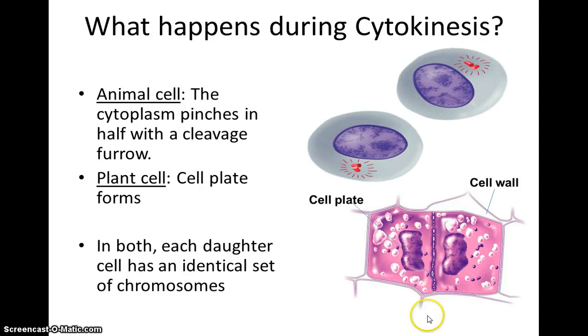So what's going to happen there is actually just a new cell plate will form, and this essentially is a new cell wall. In both cases, though, I do want you to know that each daughter cell is going to have an identical set of chromosomes from the initial, what we could say, mother cell. So basically, each of these cells is identical to each other. This is very important to make sure that life proceeds normally, so that you have all the correct DNA in your cells. Okay, so now we're going to watch a couple of short videos to help recap this.